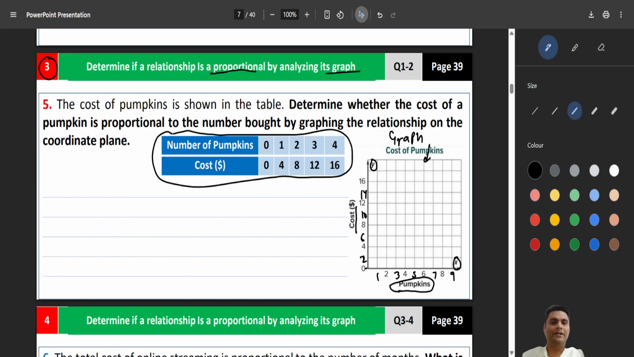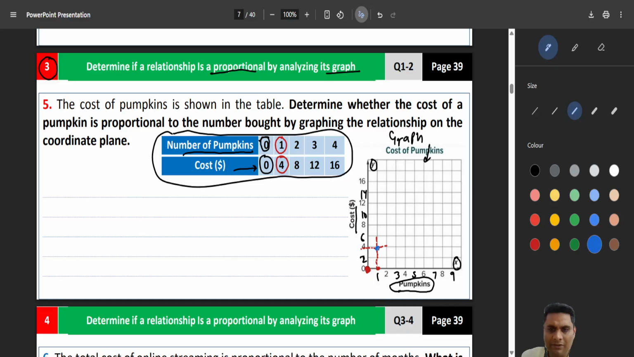Okay, now let's see. See in the table, this is the number of pumpkin. How many pumpkins in the first column? 0. What is the cost of 0 pumpkins? 0. So 0 pumpkins are here, and let me take another color. See, this is 0, 0, right? 0 pumpkins, $0, correct? Now for one pumpkin, where is one pumpkin? Pumpkin here on the x. So this is my one pumpkin here. So on the one pumpkin I will make a line. Okay, what is the price of one pumpkin? $4. Where is $4? Here is $4, right? Where are these lines meeting? Here. So this is my point.